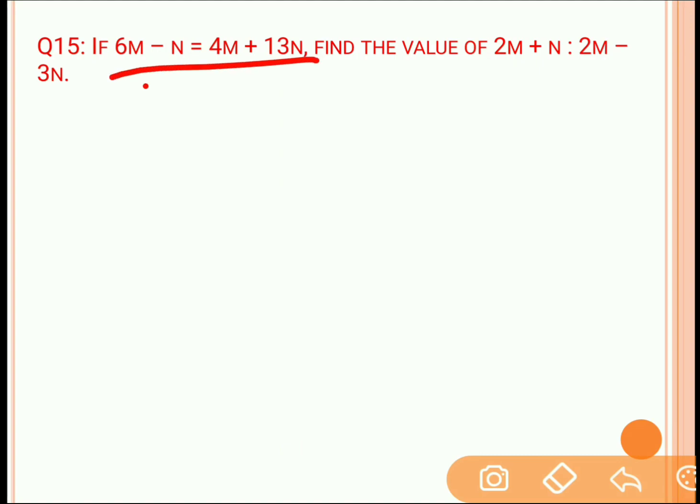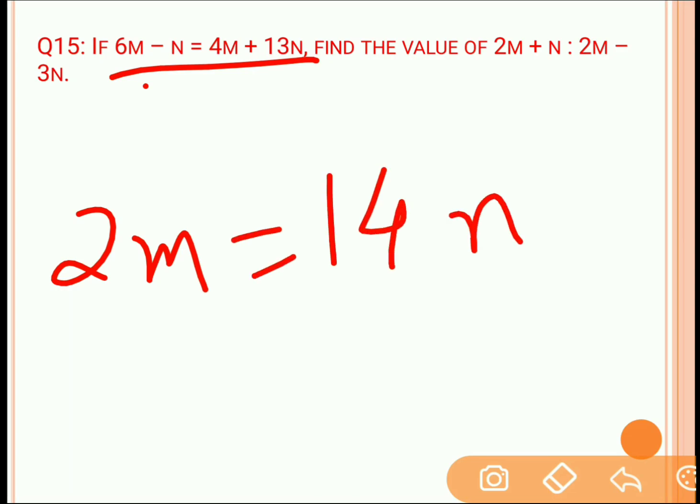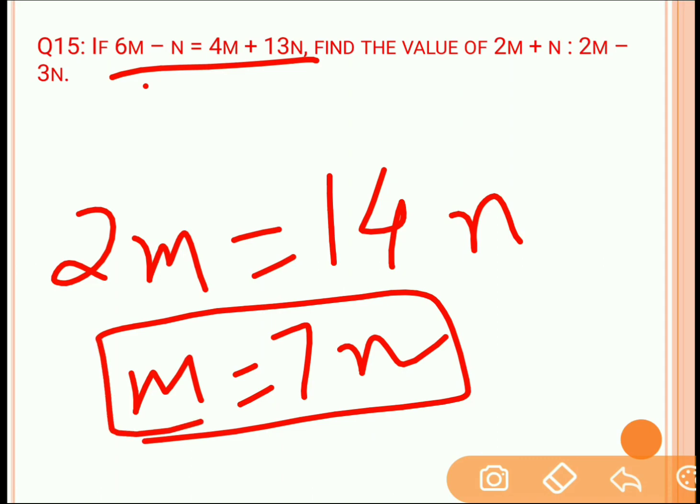We will take m on one side and n on the other side. So 6m minus 4m is equal to 2m, and it is equal to 13n plus n is equal to 14n. So m will be equal to 7 times n. Now we have the relationship between m and n.